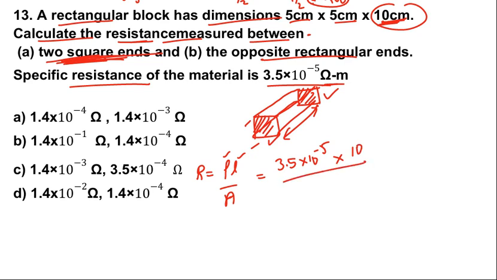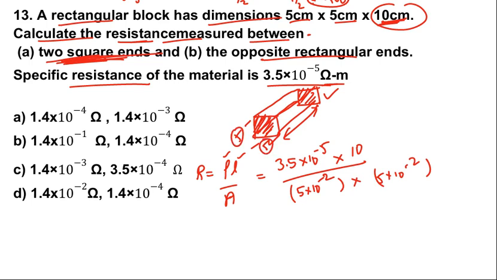the area of this square end. What is the area of this square end? This one is 5 centimeter and this one is 5 centimeter. So what can you write it as? 5 centimeters is given, you need to convert into meters here. So 5 into 10 power minus 2 you can write: 5 into 10 power minus 2 into 5 into 10 power minus 2. Here we are writing the area of the square.